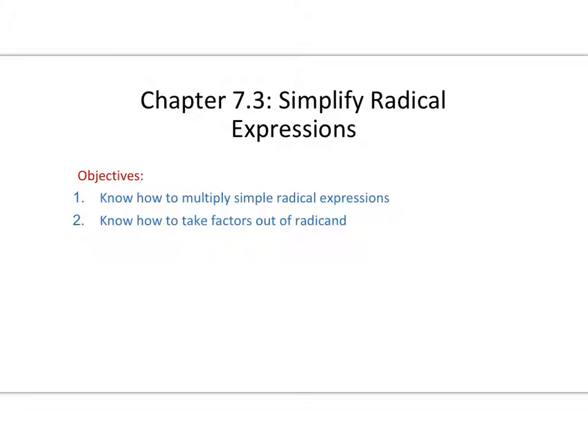Today we're going to discuss the difference between an index and a radicand. We just want to remind you that this is the radical symbol. The index, in this case, would be 3. That's the index. And the radicand is any number or variable that's under the radical symbol.